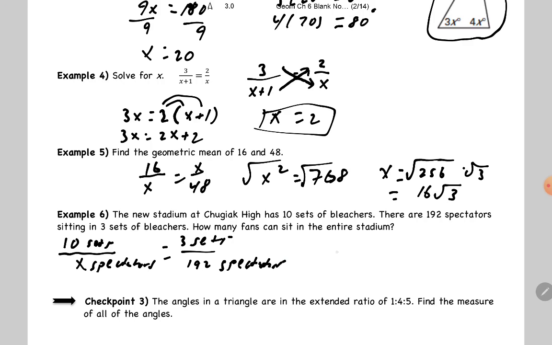So this is where our cross multiplication comes in. 3x equals 1,920. Divide by 3. And we'll get x equals 640 spectators.